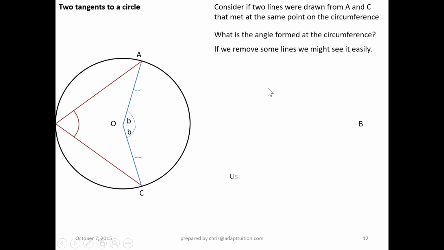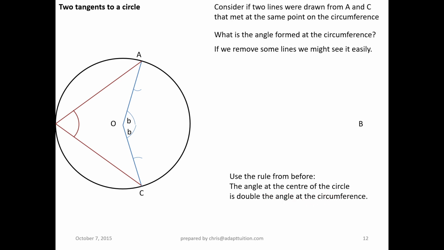Alright, so we use the rule from before: the angle at the center of the circle is double the angle at the circumference. So the angle at the center is double this angle here. The angle at the center is 2B, because you have B and B, which is 2B. Therefore, if this angle here is double that, this has to be B. So the angle at the circumference here is B.